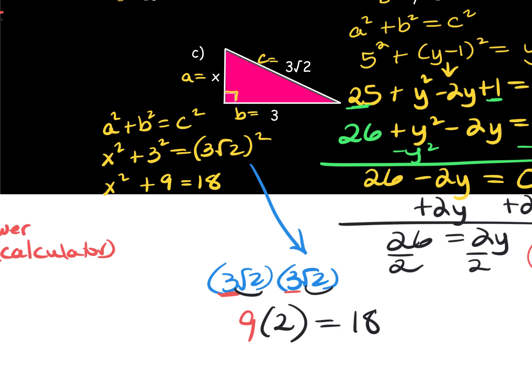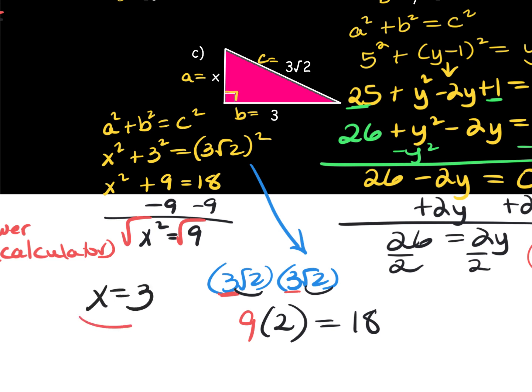Now I have a nice simple equation to solve. Subtract 9 from both sides. I'm left with X squared equals 9. I don't want x squared. I want x. Square root both sides, and x is equal to 3. And I'm done.